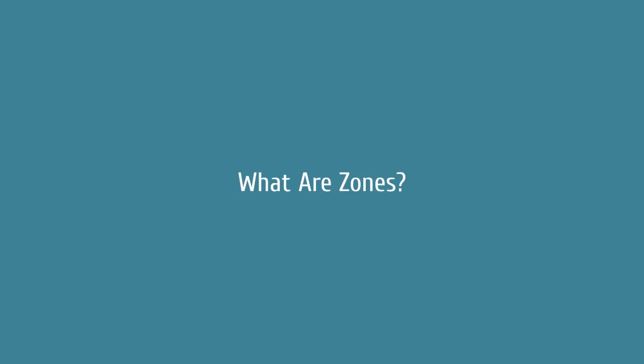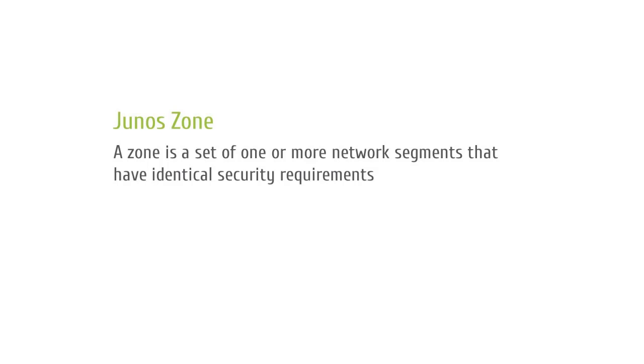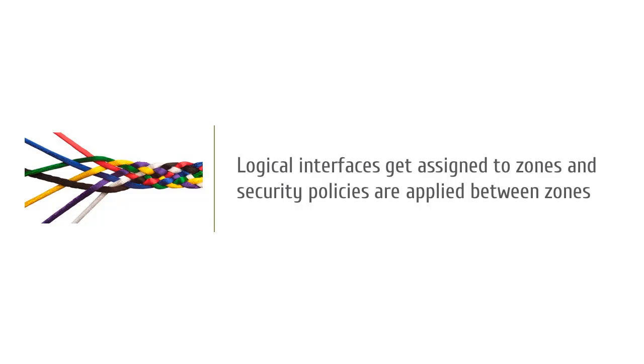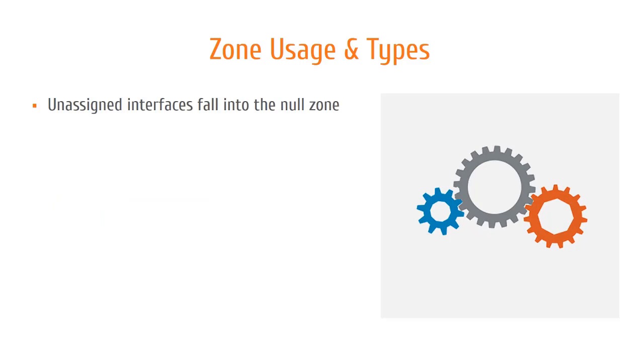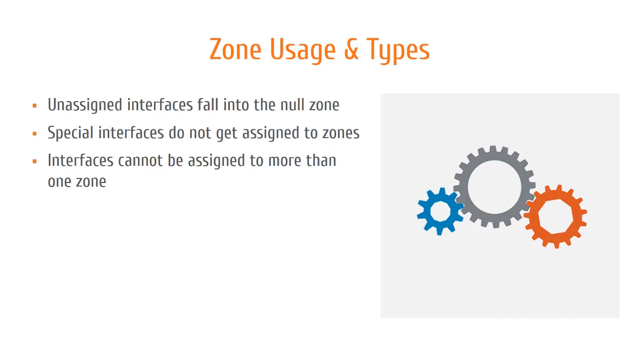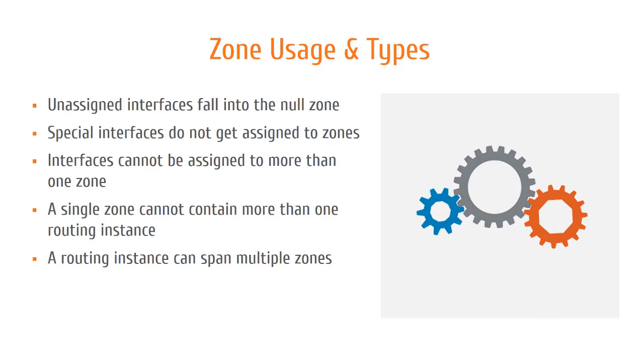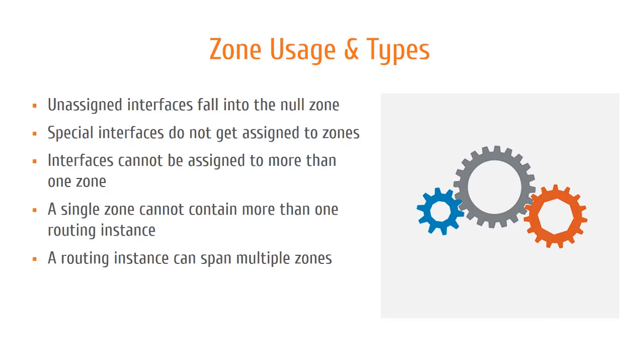Zones are an important part of understanding Junos security. A zone is a set of one or more network segments that have identical security requirements. Logical interfaces, which are connections to specific subnets, get assigned to zones, and security policies are applied between the zones. By default, all network interfaces belong to the system-defined null zone. All traffic to or from the null zone is dropped.